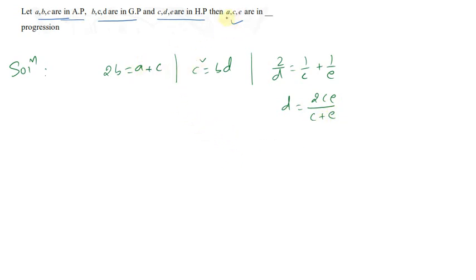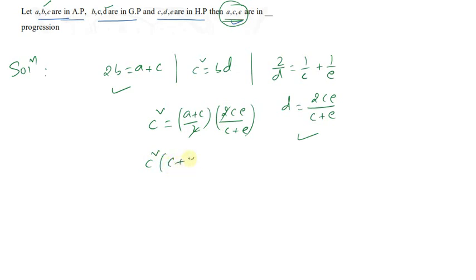Now we have to cross check with A, C, E. So for A, C, E the missing terms are nothing but B and D. We have to eliminate B and D. To eliminate B and D, we can evaluate the B value here and the D value here. So let me substitute in this and cross check what will give us the result. C square is equal to B, meaning A plus C by 2, and D meaning 2CE by C plus E. So 2 gets cancelled. Let me cross multiply.